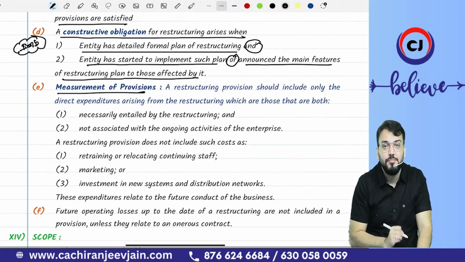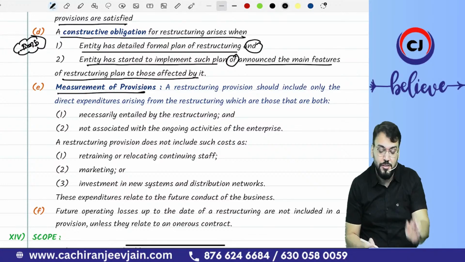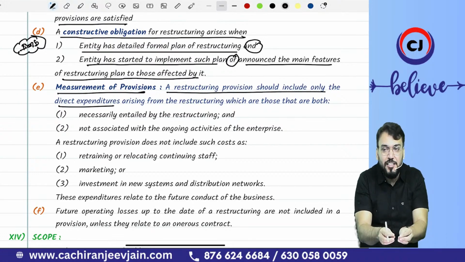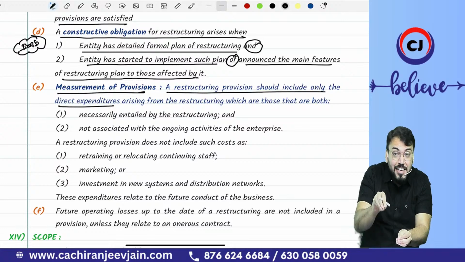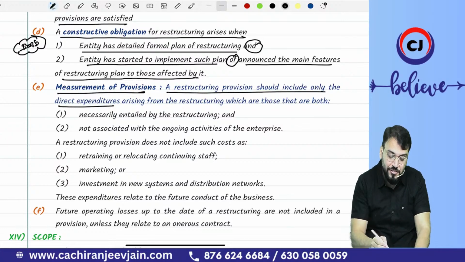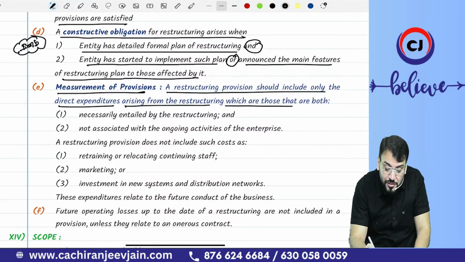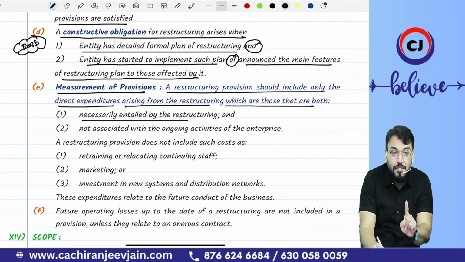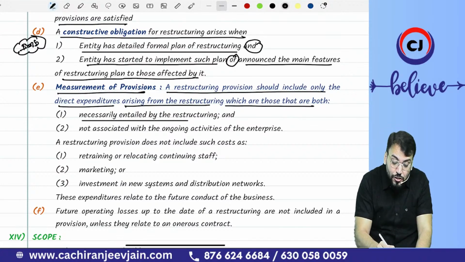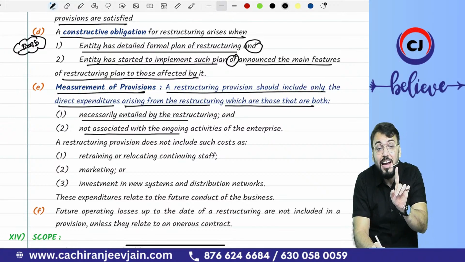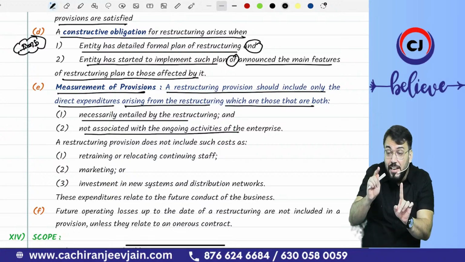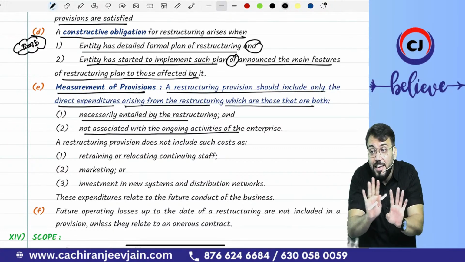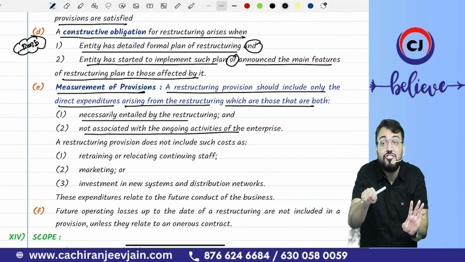Measurement of provision. So what will be the amount of provision? What they are saying? A restructuring provision should include only the direct expenditure, of course the direct expenditure which are relating to restructuring, arising from restructuring, which are those that are both necessary entailed by restructuring. Necessary entailed means related to restructuring and not associated with the ongoing activities of the entity, means any expenditure which are related to ongoing activities of the entity, for that you will not create any provision because that are not related to restructuring cost.